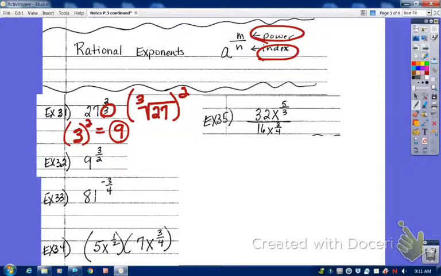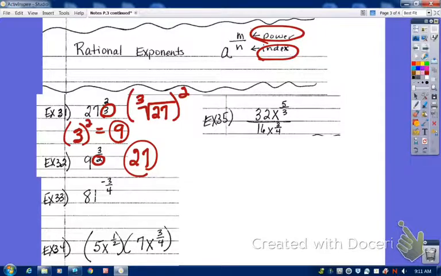So let's see if we can do 32 in our head. We're going to do the index first. What number represents the index? The 2. So that means the square root of 9. Can you do that in your head? What's the square root of 9? 3. And then you're going to raise 3 to what power? The third power. And what's 3 to the third? 27. Okay? If you can't do that in your head, then you'll write it out like we did in example 31. But those two are meant to kind of do in your head. The bottom is the index. The top is the power.